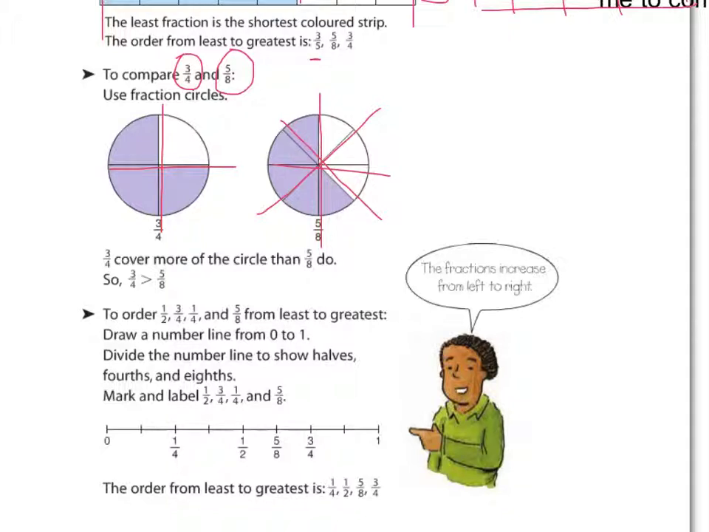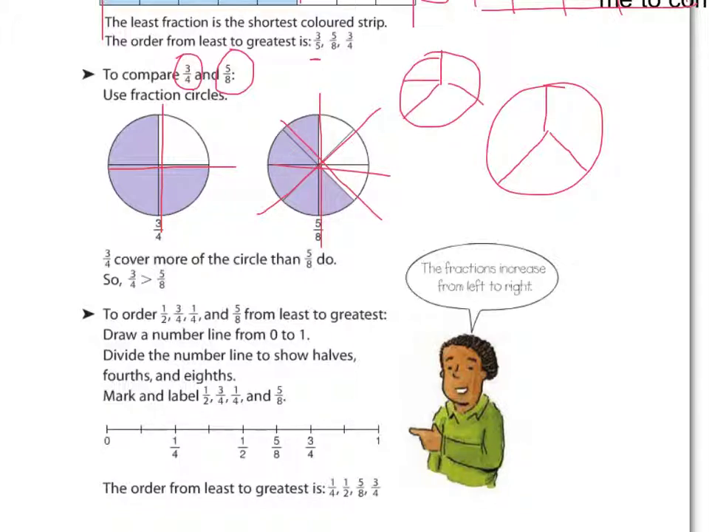Not so bad when your circles are even numbers, but often circles and trying to divide them when they're odd numbers can be really tricky. So that would be thirds. Fifths is really tough to do in a circle. Yeah, see, I can't even do it. All of those pieces aren't the same size.